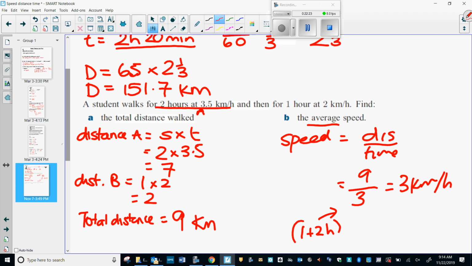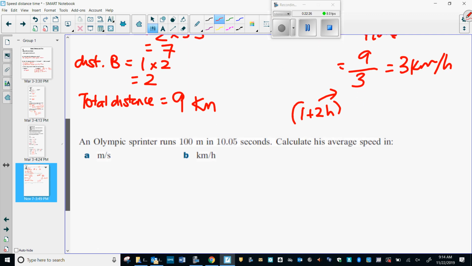You want to have the next one going? Okay, go. I'll pause it while you go. Right, the first one I think should be pretty straightforward.